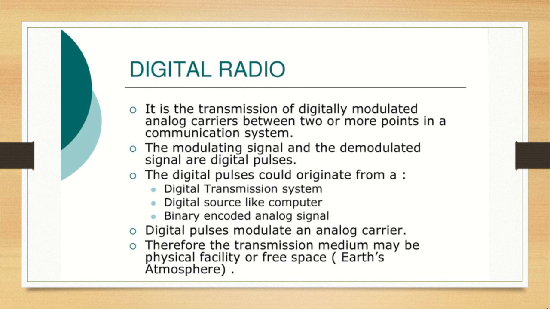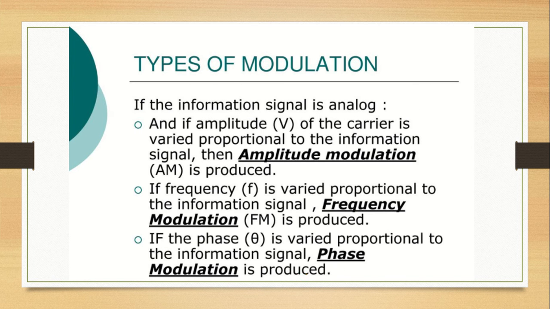Then we have what we call digital radio. It is a transmission of digitally modulated analog carriers between two or more points in a communication system. So the modulating signal and the demodulated signal are digital pulses. Both of them are digital pulses. The digital pulses could originate from a digital transmission system, or from a digital source like a computer, or from a binary encoded analog signal. Digital pulses modulate an analog carrier. Therefore, the transmission medium may be a physical facility or free space, that is the Earth's atmosphere.